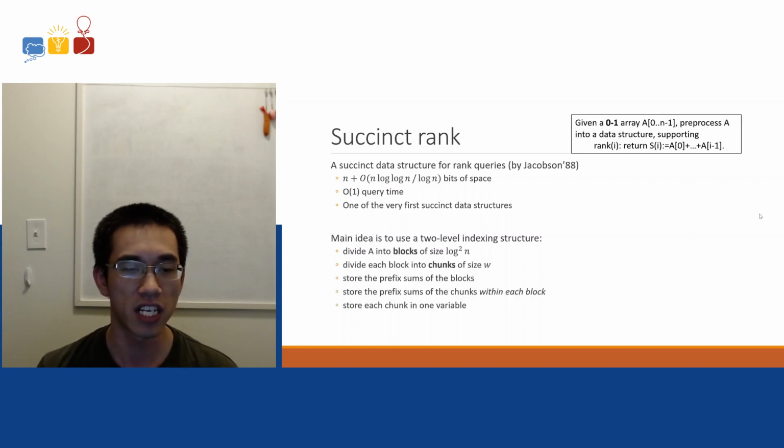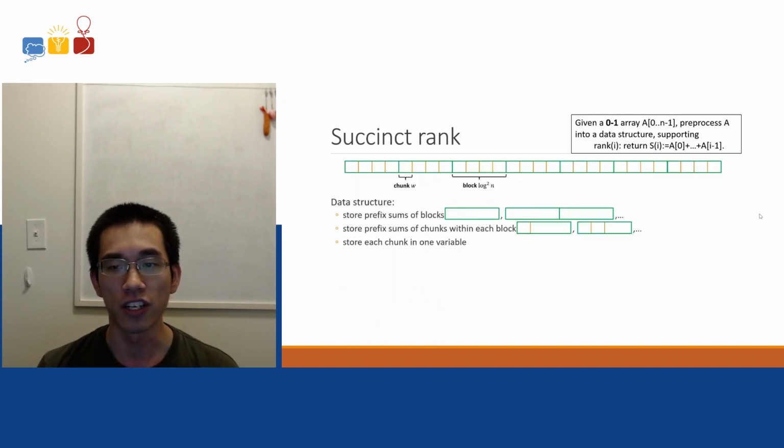And then in the data structure, we are going to store three parts of the data. One, we are going to store the prefix sums of all the blocks as before. Then we're going to store the prefix sums of the chunks within each block. And then we're going to store each chunk in one variable directly. So let's see this construction in detail.